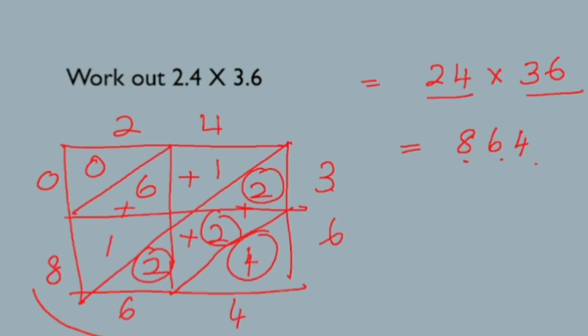But what we require is 2.4 by 3.6. So the second step is that you have to count how many decimal places there are. There's one decimal place and another one. So total decimal places are 2. So I'm shifting my decimal point 2 places to the left. So I'm getting the point here. My answer would be 8.64.